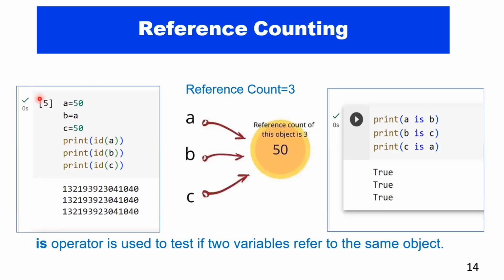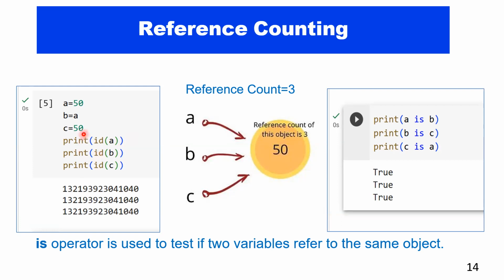And now let's see this part of the code. A is initialized to 50. That means the reference count is initially 1. Now B equal to A. That means we are creating another variable B with the same value as A, which is 50. In such a case, memory won't be allocated separately for the variable B. Instead, B will be made to point to the same object. That means now two variables A and B are both referring to the same object. So the reference count now becomes 2.